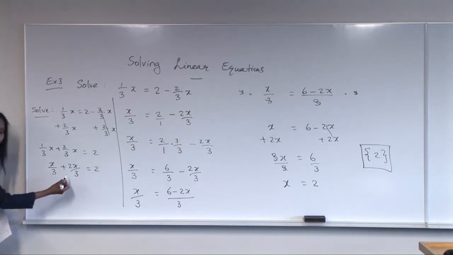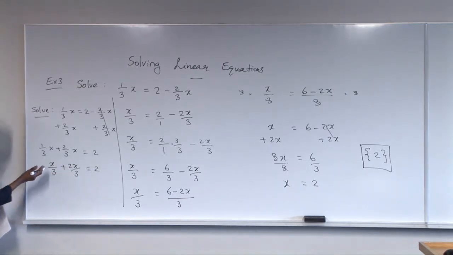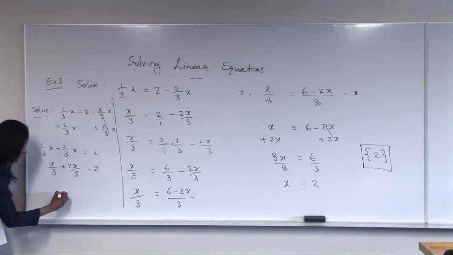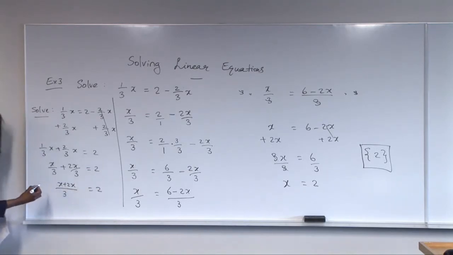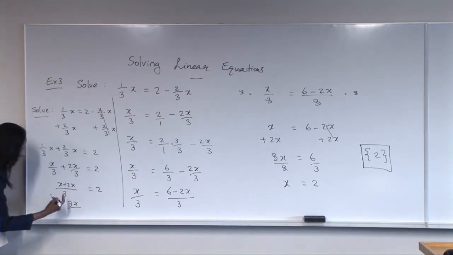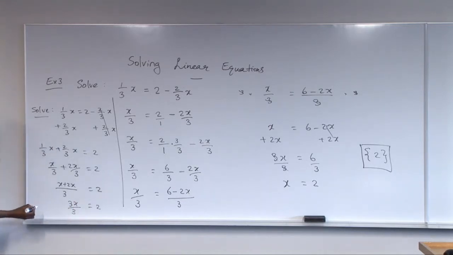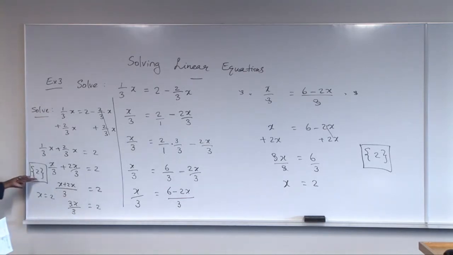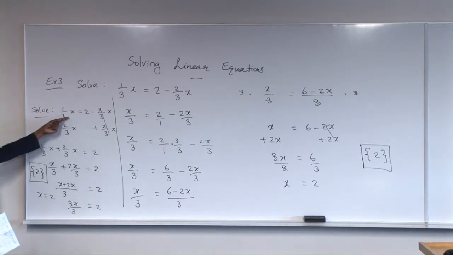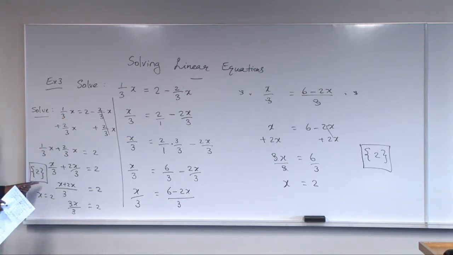Now the denominator, we already have 3 here and 3 here. So the common denominator for this one is 3. So x plus 2x. x plus 2x is 3x. 3x over 3 is equal to 2. So 3x over 3 cancels out. So x is equal to 2. You get the same answer. It does not matter what way you do it, as long as you do it correctly, you get the correct answer. And you can always check by plugging this value back in place of x to see whether you got the correct solution.